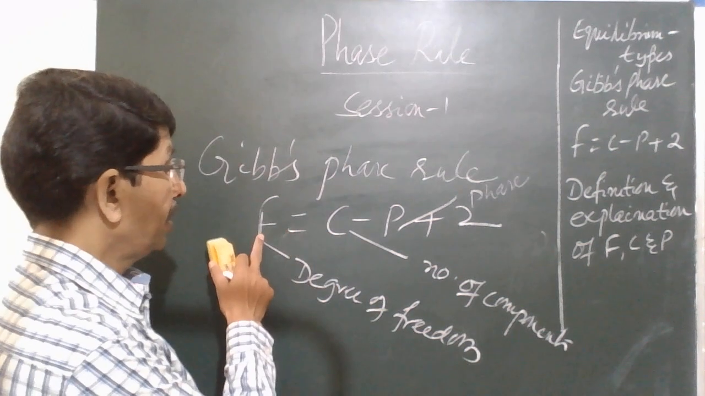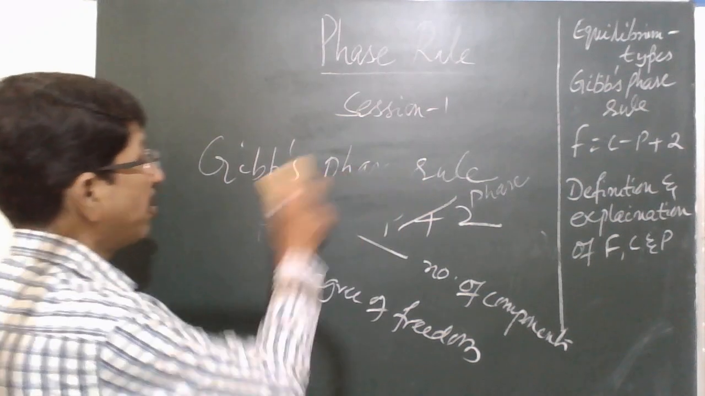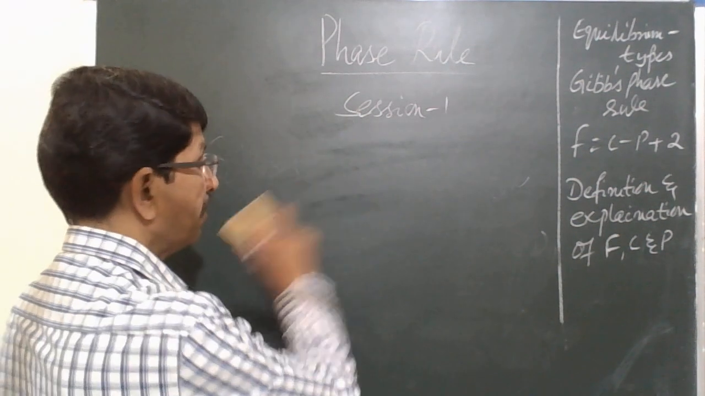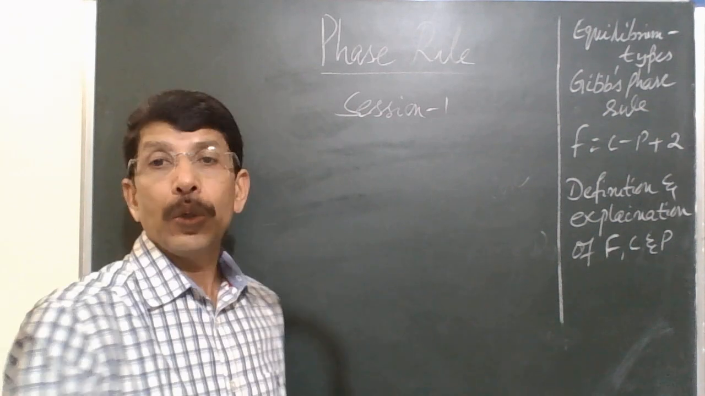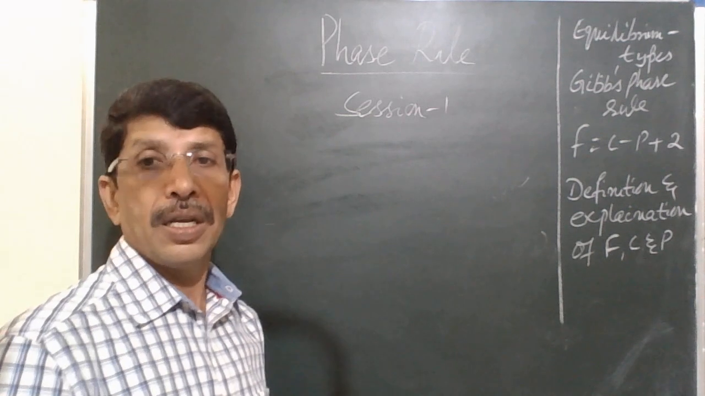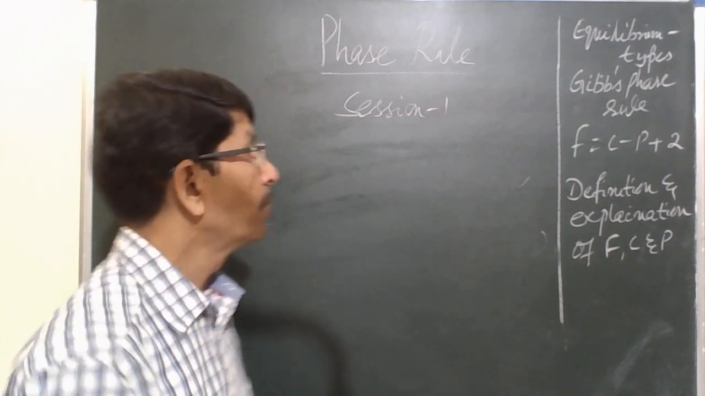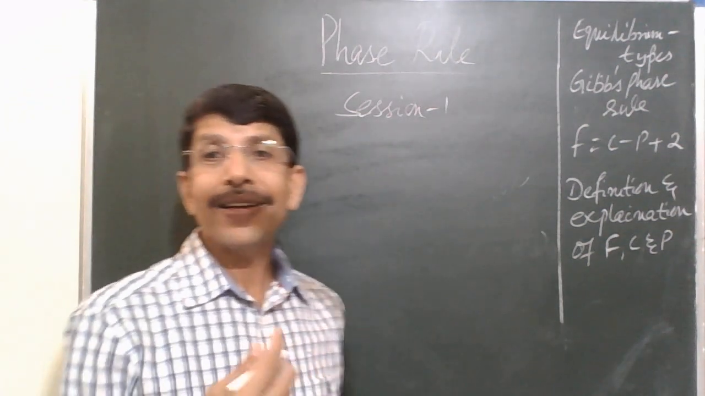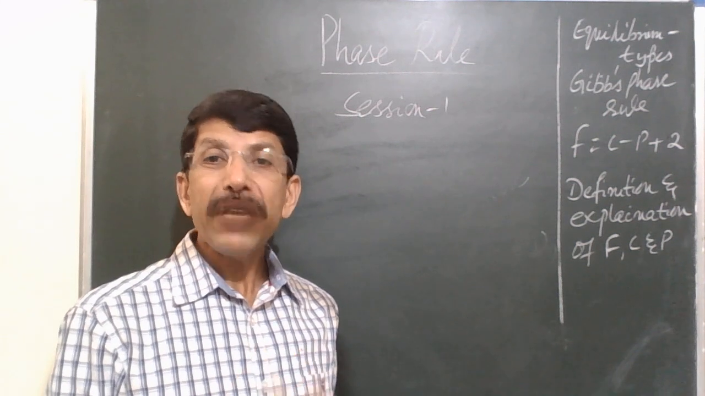So F is degree of freedom, C is the number of components, P is the number of phases, and 2 is a numerical which indicates two variables which are used to draw phase diagram. And here you will be considering pressure and temperature as the two variables. Okay. So now let us try to define and try to understand what these different terms mean.